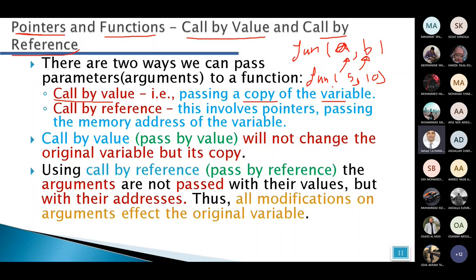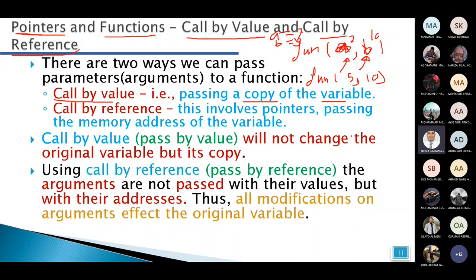When you pass the variable or the value to the function, you actually pass its value, not the original variable itself. So if the value of A equals 7, for example, and B equals 10, this means the compiler will not pass A and B, it will pass the value of A, which is 7, and the value of B, which is 10. This is call by value.